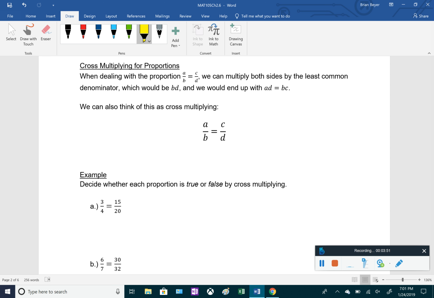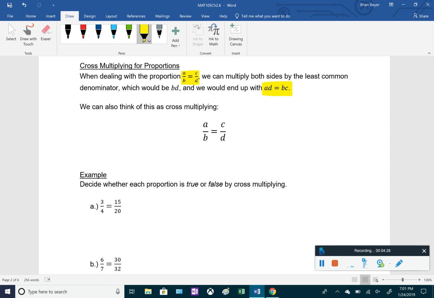So when we're dealing with a proportion A over B equals C over D, what we can do is multiply both sides by the least common denominator, which in this case would be B times D, just multiplying those denominators together. So what we would end up with is AD equals BC. Starting with the proportion A over B equals C over D, we get AD equals BC.